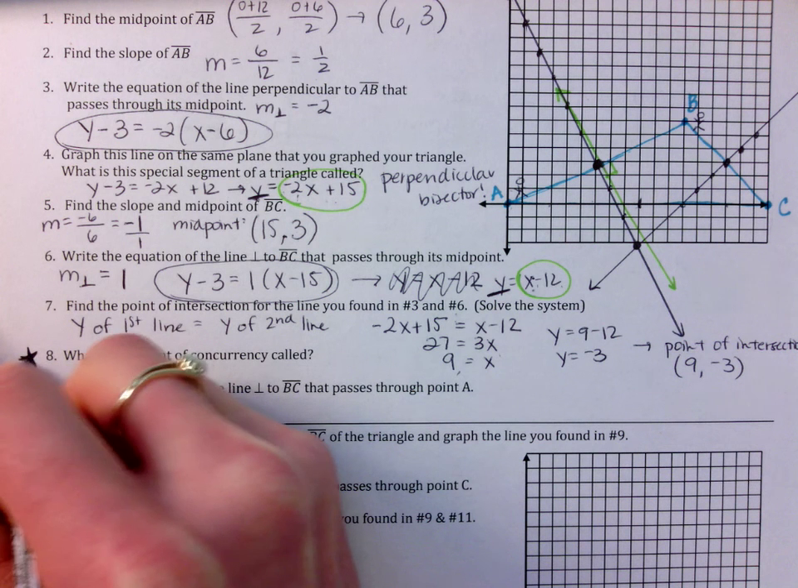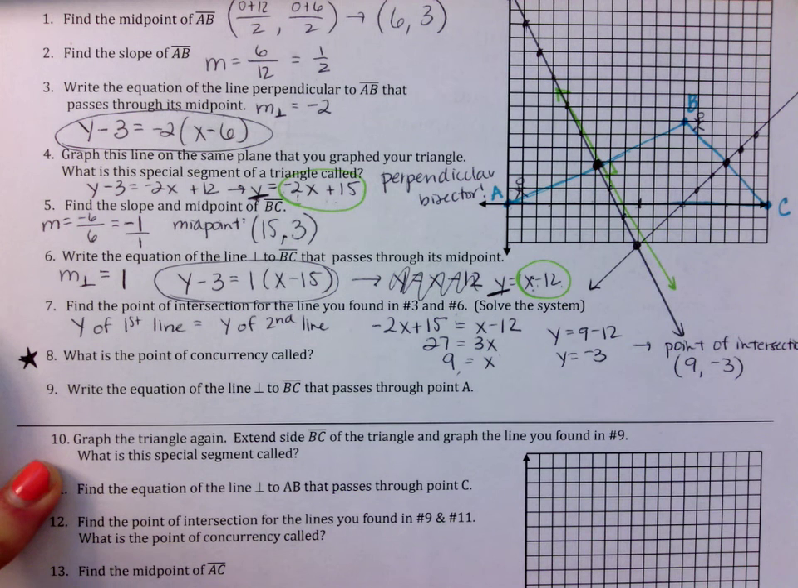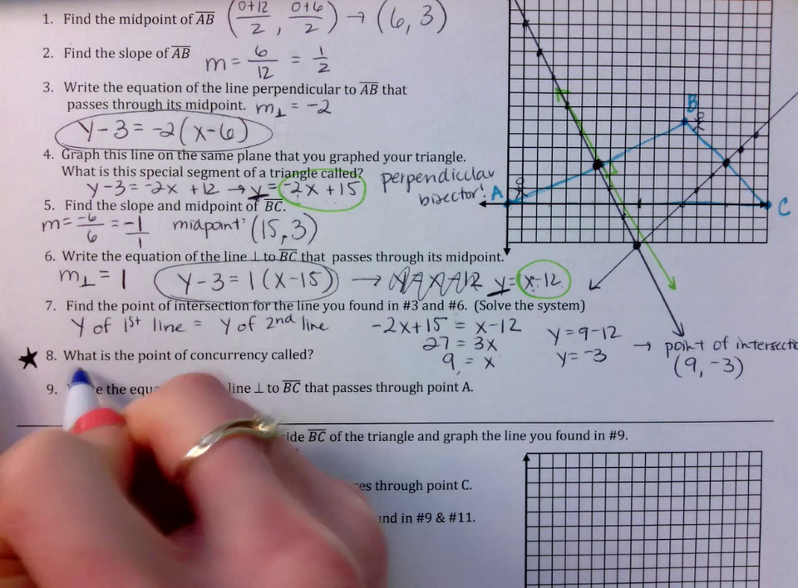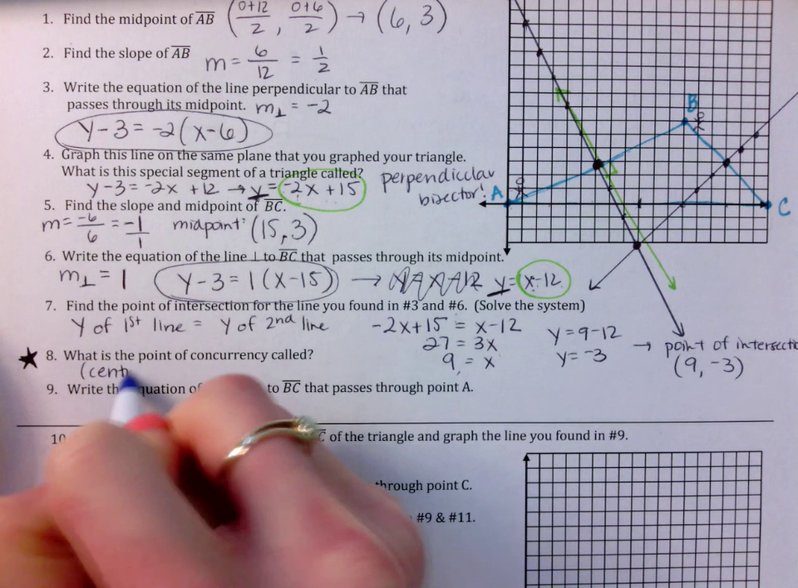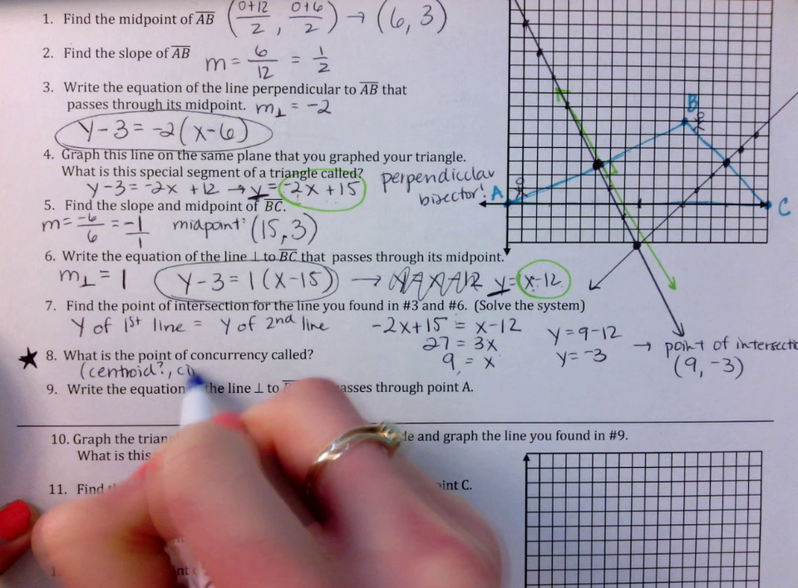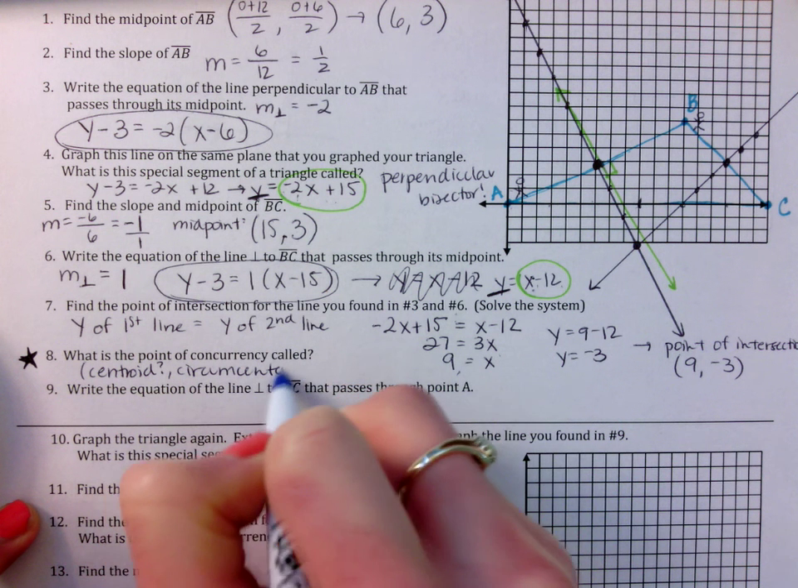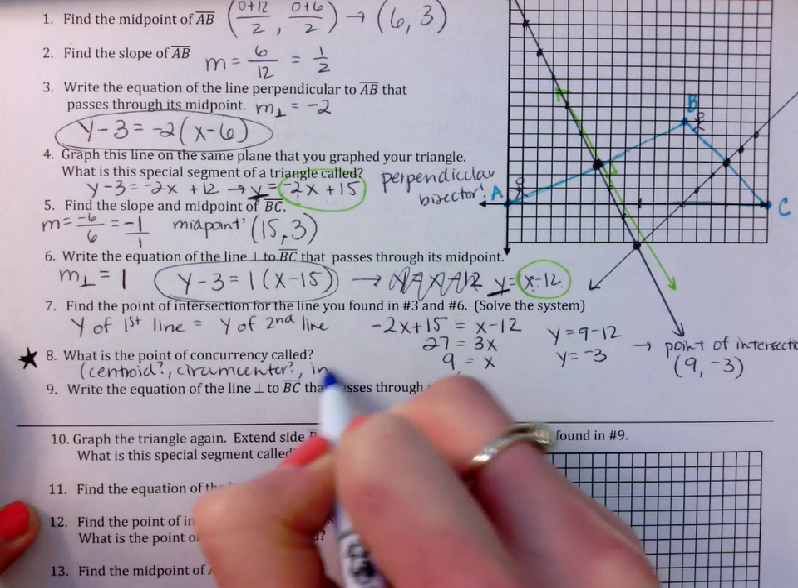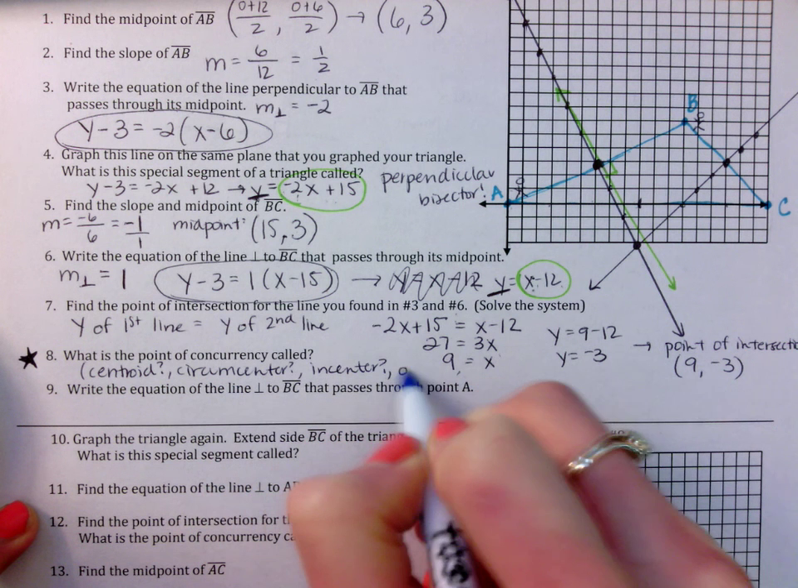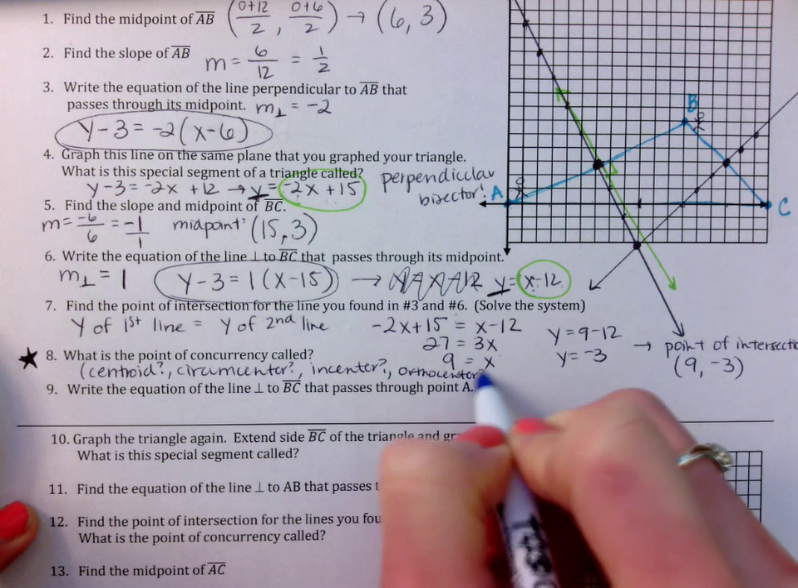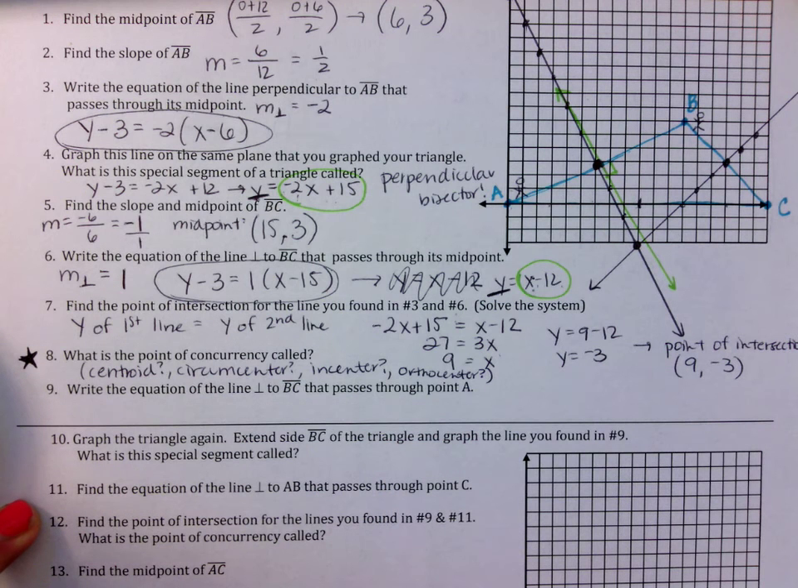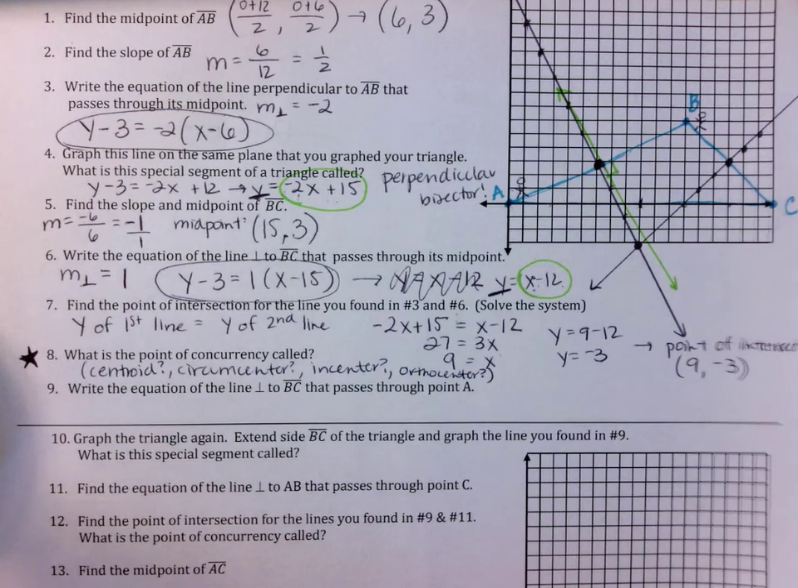Think about last unit. What is the point at which the perpendicular bisectors of a triangle come together? You might have to look back at your notes, but think about, is it centroid, circumcenter, incenter, or the orthocenter? Those are your options. Report back to me on that one, and then there'll be more questions like that. I want you to remember those. Those are important.